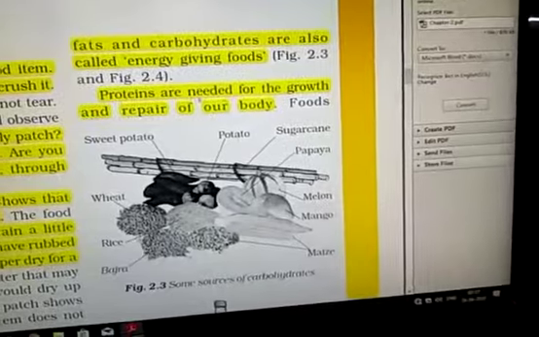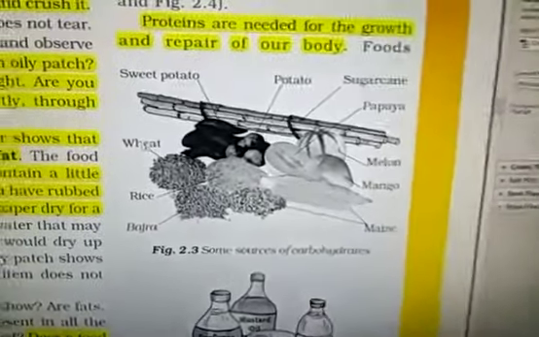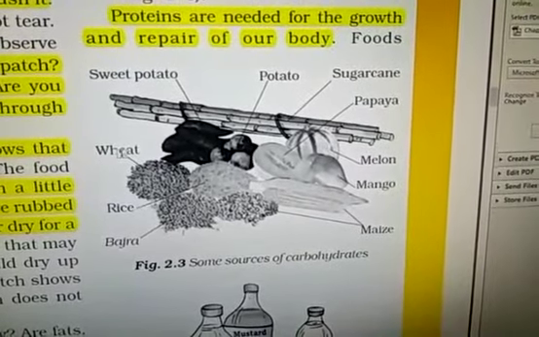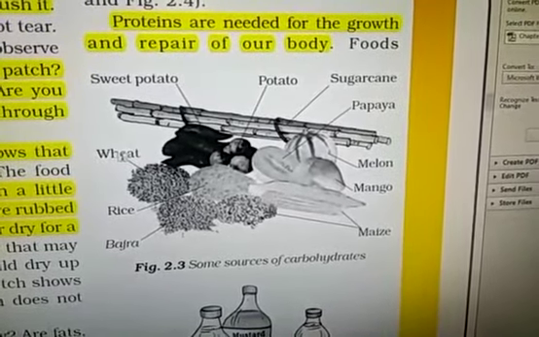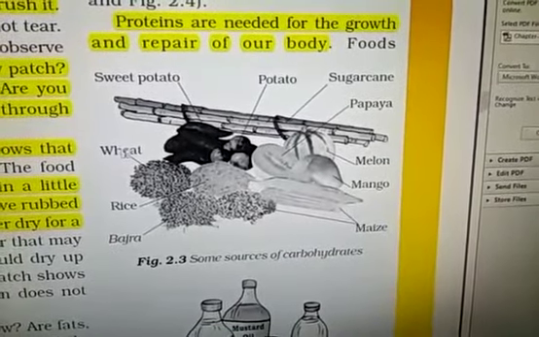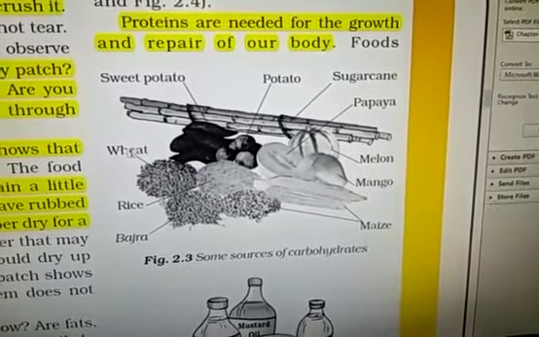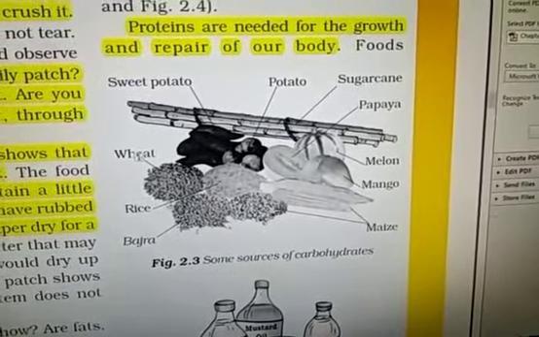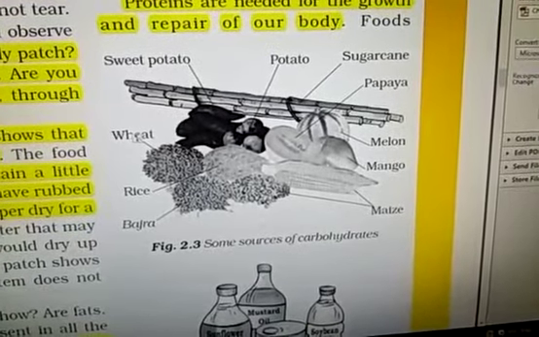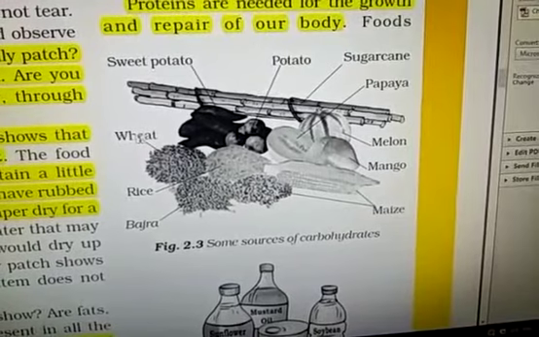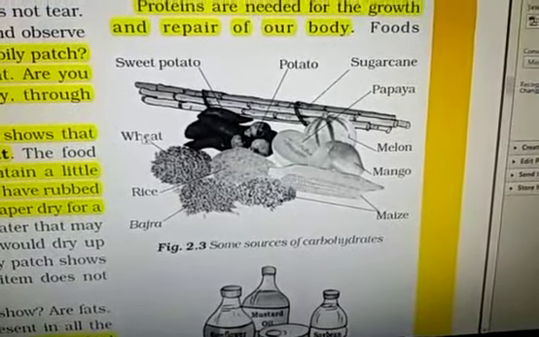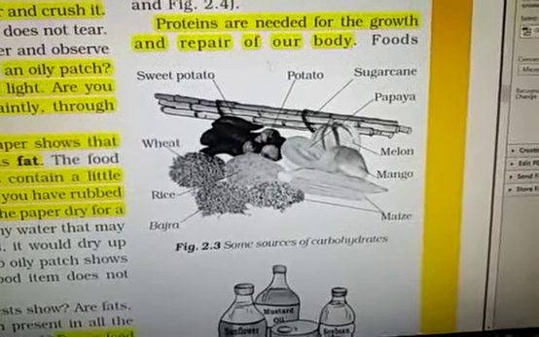Now in the picture you will see some food items. They have the carbohydrates. Listen carefully. Bajra, rice, wheat, sweet potato and potato. They have the starch. They are not sweet in taste and they make your staple diet. Another item, they are fruits. They are sweet in taste, so they have the carbohydrate in terms of the sugar. These are sugarcane, papaya, melon, mango, etc. Maize also has the carbohydrate in terms of the starch.